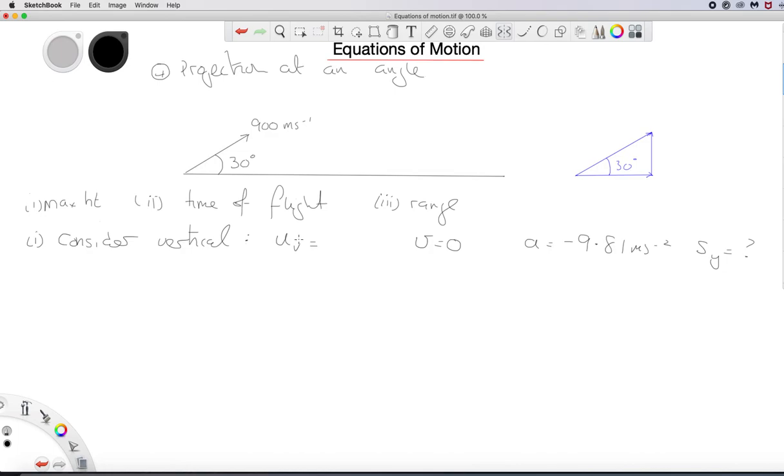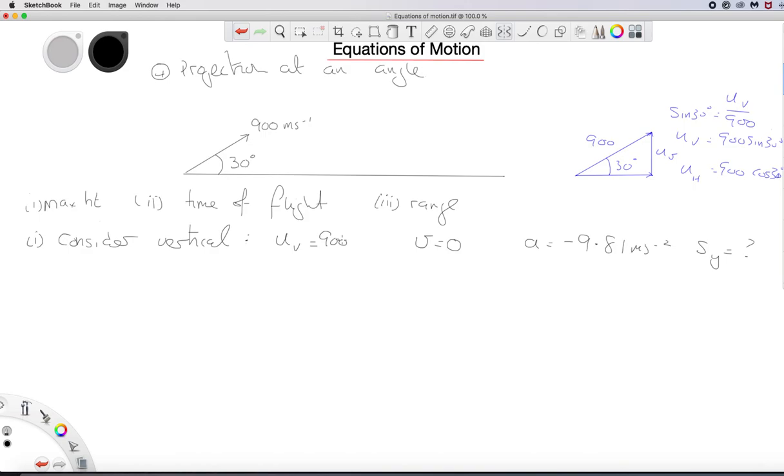So, what is our initial vertical velocity? Well, here we have 900 meters per second. This would be the vertical component of the 900. This would be the horizontal. You can see that vertically, you would say the sine of 30 would be UV over 900, and so UV is 900 sine 30. And by the same process, your horizontal is 900 cos 30. And we're going to need that later. So, just a reminder there on the resolution of vectors.